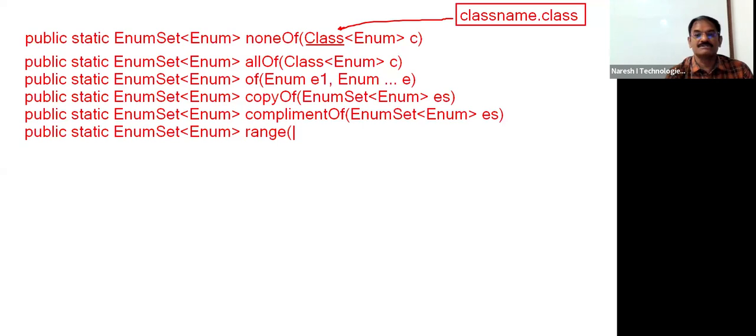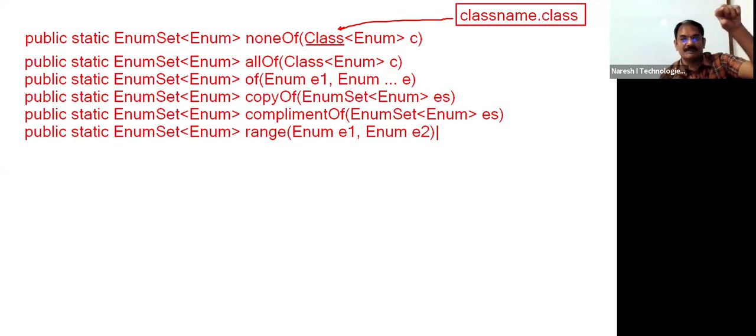Okay, what is the name? Range. What is the range? Start enum, comma, end enum. Between these named constants: in an enum we are creating C, C++, core Java, advanced Java, Oracle, HTML. First enum I am giving CPP. Last I am giving Oracle. Between CPP and Oracle, whatever named constants are available, all will be copied into this enum set.